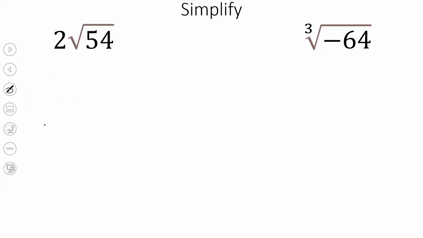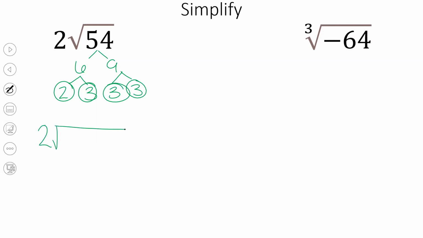The first one says 2 square roots of 54. What can 54 break down into? 6 and 9. 6 can break down into 2 and 3, and then I circle them because I cannot break them down. 9 breaks down into 3 and 3, and again circle. So when I rewrite this, I have 2 square roots, 2 times 3 times 3 times 3.